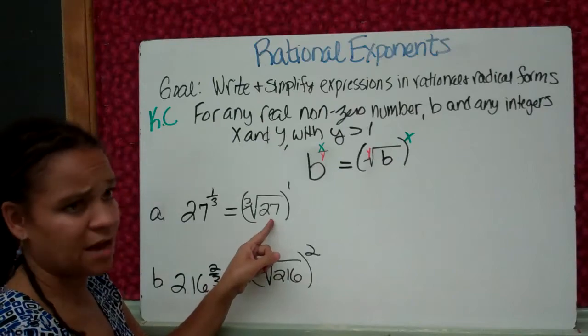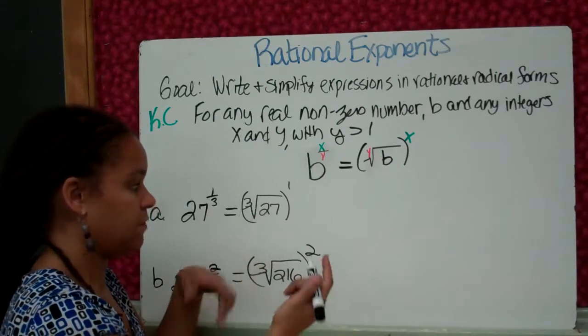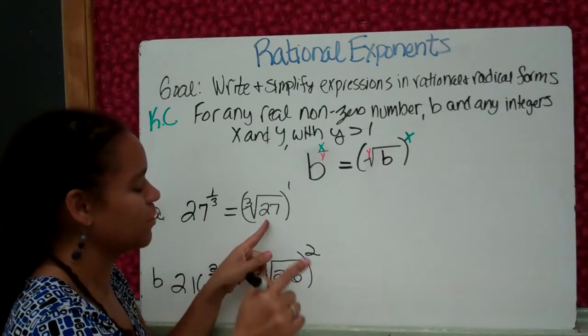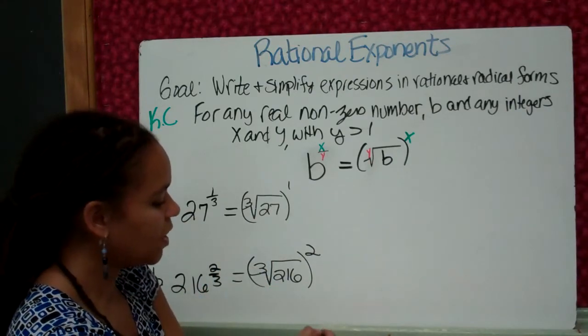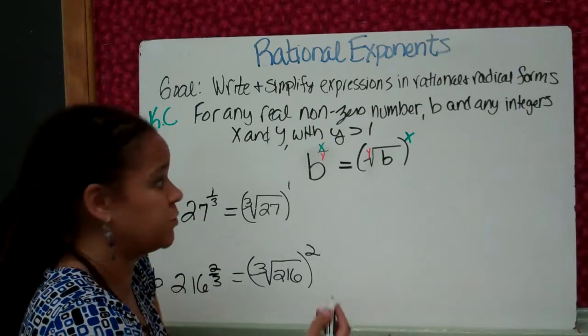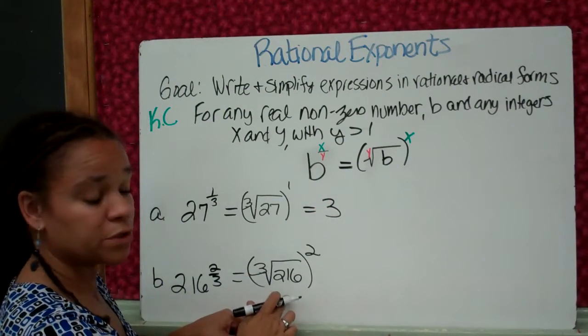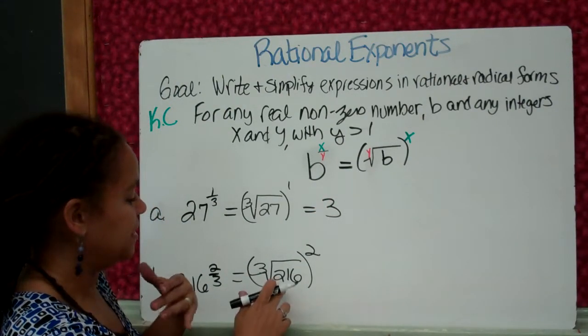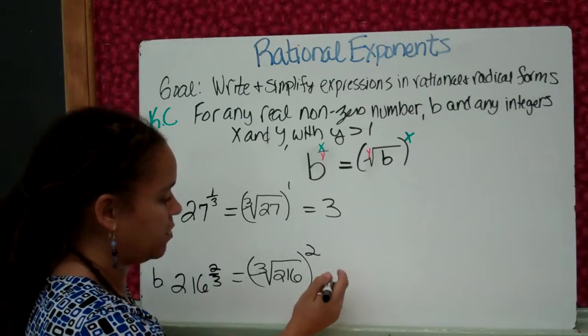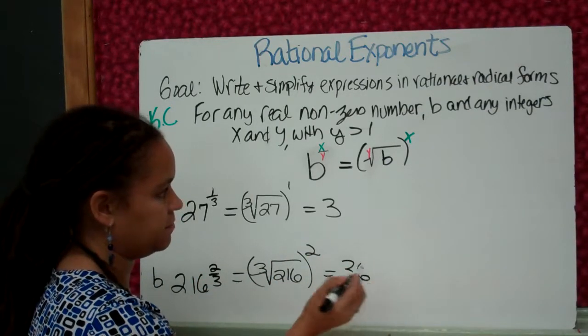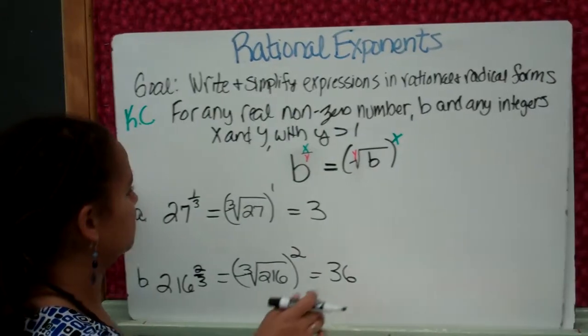And now these are easy to figure out. The cube root of 27 is 3, and then 3 to the first power is just 3. And then the cube root of 216 is going to be 6. So 6 squared is going to be 36.